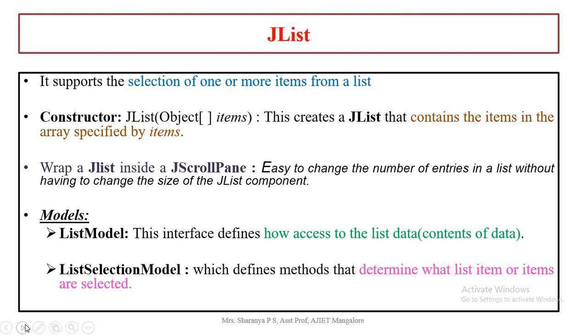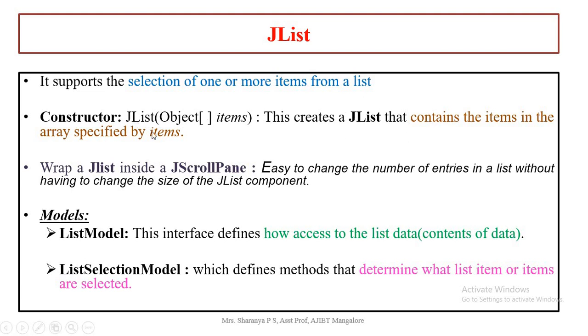What is this JList? It supports the selection of one or more items from the list. It will give a set of elements or strings. From there, the user can select whichever is required, and based on that, some other next event might be triggered. Here, the constructor used to build this JList is JList. In the parameter, we will be passing the object item. These items are the list of values or the strings that need to be displayed as a list.